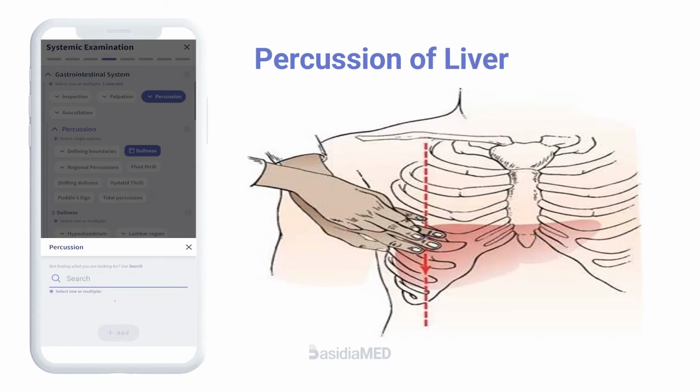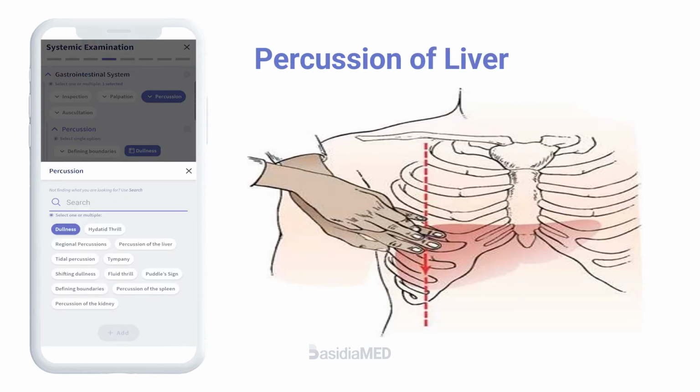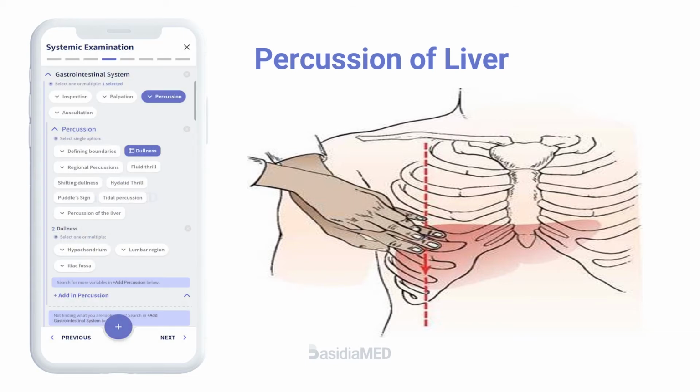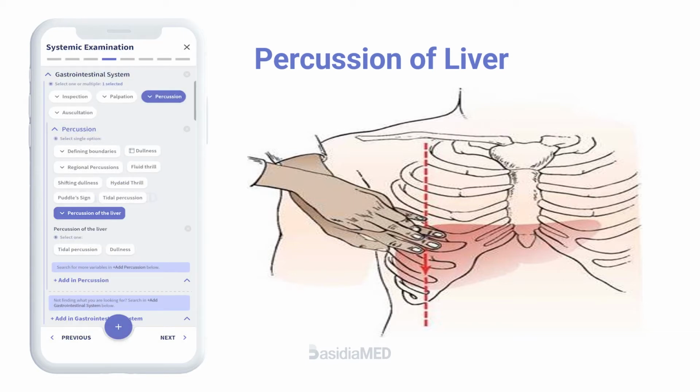How to percuss liver. Start over the right midclavicular line to percuss the liver. To find the upper border of the liver, percuss along the right midclavicular line, starting from around the third intercostal space, down towards the right costal margin, that is, the lower edge of the rib cage.